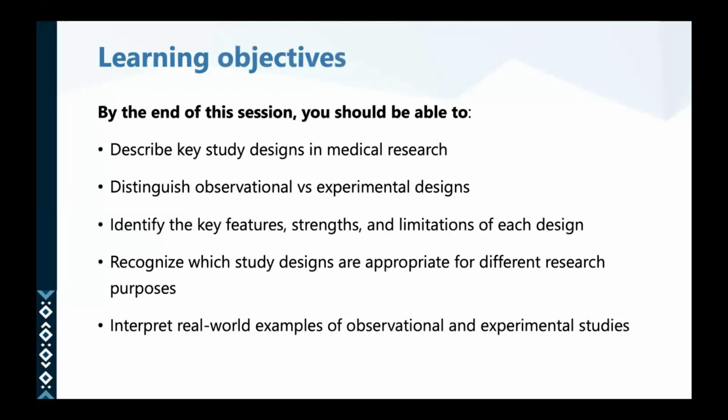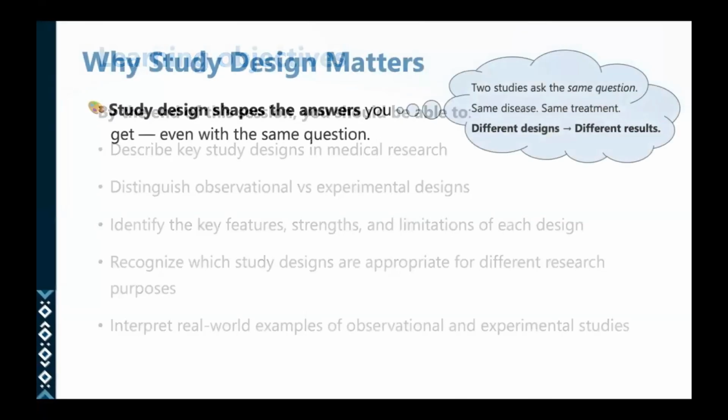And as learning objectives for this entire section on study designs, we hope that by the end of this session, you should be able to describe key study designs that are used in medical research. You should be able to clearly distinguish between observational and experimental designs. You should be able to identify the key features, the strengths, and the limitations of each of these designs. And you should also be able to recognize which study designs are appropriate for which kind of research purposes. And lastly, you should be able to interpret real-world examples of observational and experimental designs.